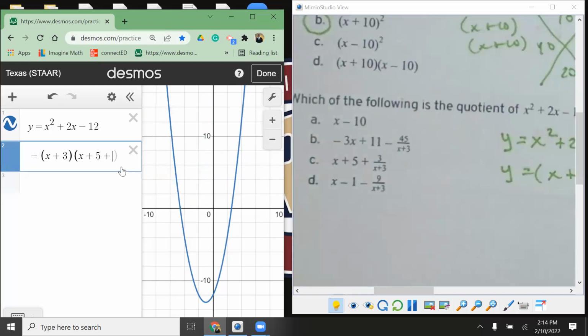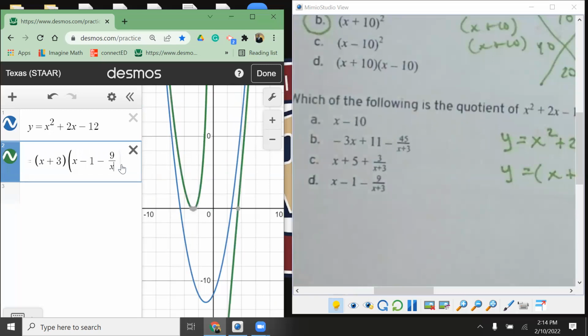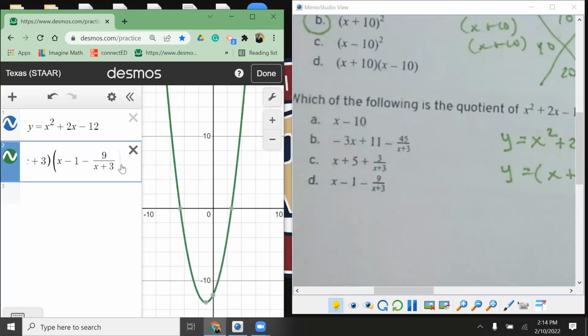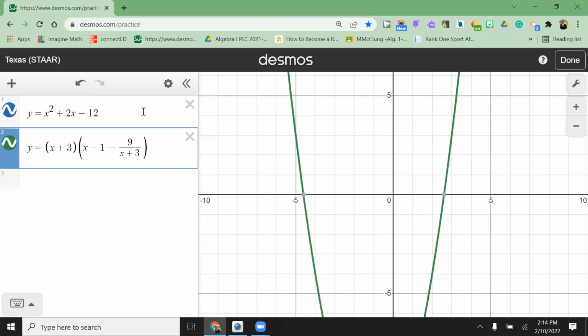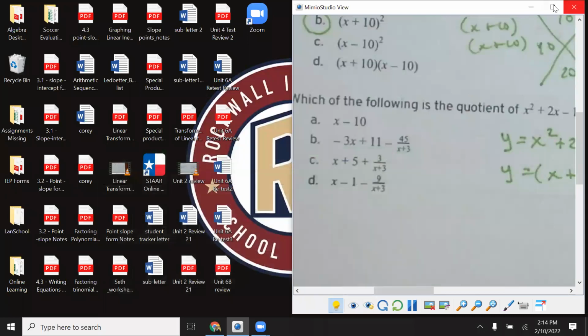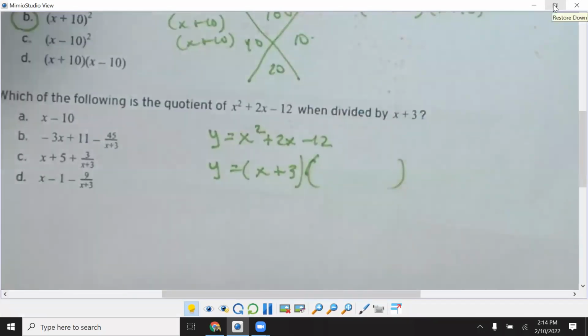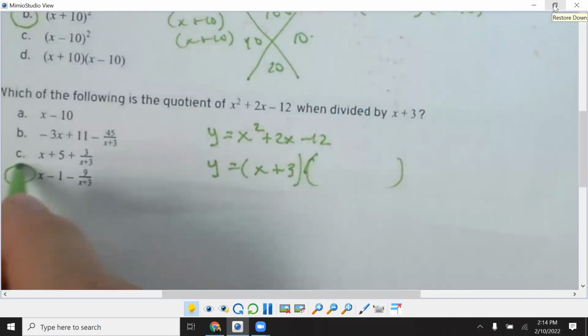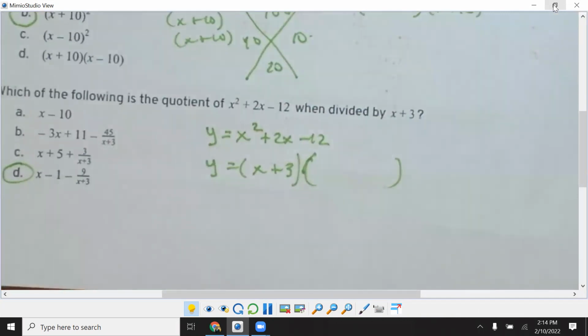So we're going to try it just to make sure. All right, so it's x minus 1, and then we're going to say minus 9 divided by x plus 3. All right, so look at here. And we really don't even need to put the other parentheses. But if you look, there's the blue, there's the green. And look, I'll even enlarge it so you can see it better. Look, there's the green, there's the blue. So they're exactly the same. So we know our final answer here is going to be D. I hope this helps.